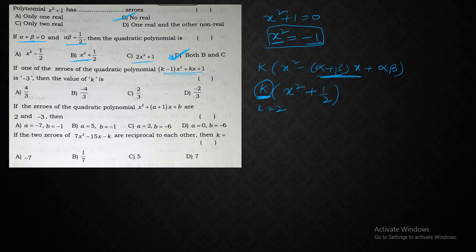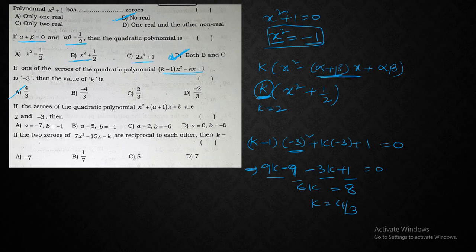Next, if one of the zeros of the given polynomial is minus 3, then if I substitute x is equal to minus 3 here, what am I going to get? k minus 1 into minus 3 whole square plus k into minus 3 plus 1. When I simplify this, 3 square is 9, 9k. This is equal to 0, right? So I get 9k minus 9 minus 3k plus 1 is equal to 0. 9k minus 3k is 6k, minus 9 plus 1 is minus 8. If I transpose, it becomes plus 8. So k is equal to 4 divided by 3. So the answer is 4 by 3.